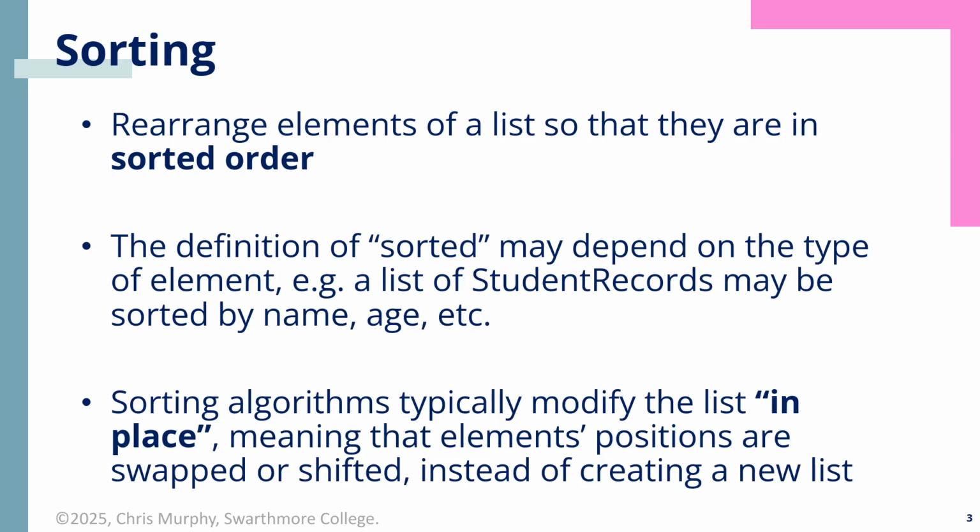So one day we talked about a student record class, but we might want to sort the students by their name, by their age, by their major, and so on. So there's not one natural way of sorting them. So there are different algorithms for how elements get sorted.